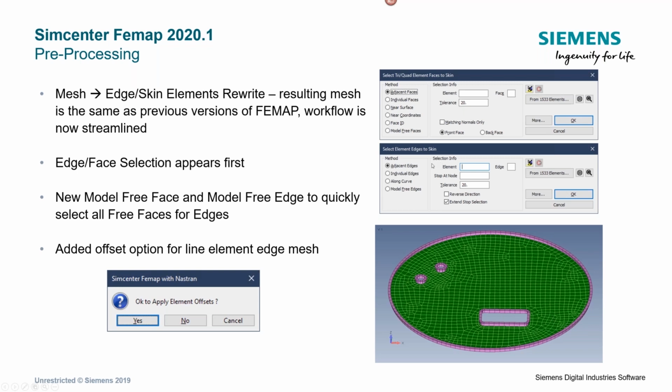If you are doing 1D elements, you can automatically apply element offset. So if you wanted to offset these elements on the fly, you could go ahead and do that.